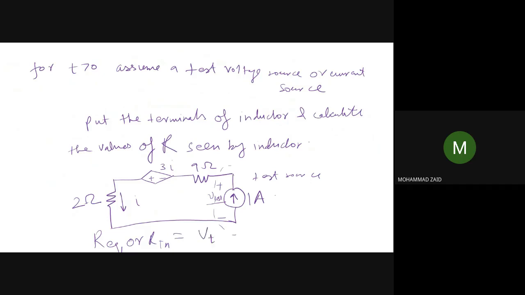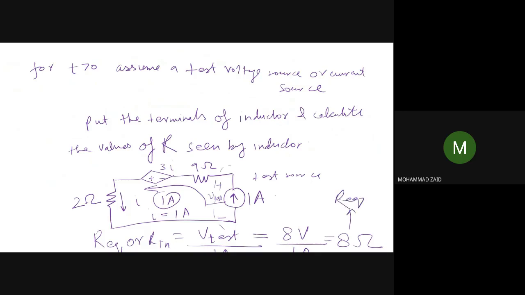It will be equal to V test, that is the voltage, divided by the 1 ampere current which is flowing in this circuit. The current flowing in this circuit is 1 ampere, and I is also equal to 1 ampere. So the voltage you can directly write down as 9 into 1 ampere, minus 3, plus 2. So 9 minus 3 is 6, and 6 plus 2 is 8. Finally, the voltage I get in the circuit is 8 volt divided by the 1 ampere current which is flowing. So the net equivalent resistance is 8 ohm. That is R equivalent.